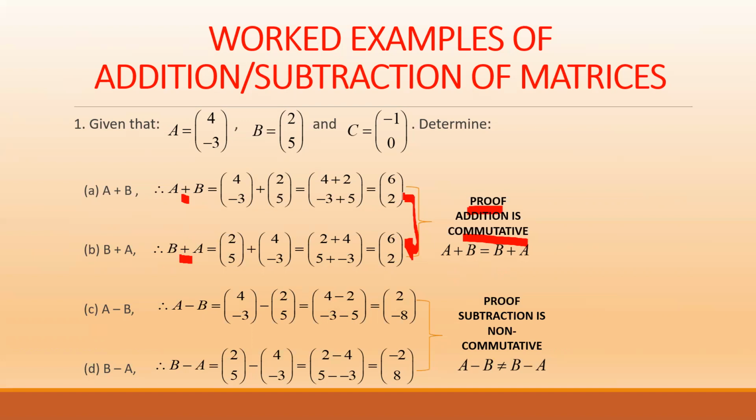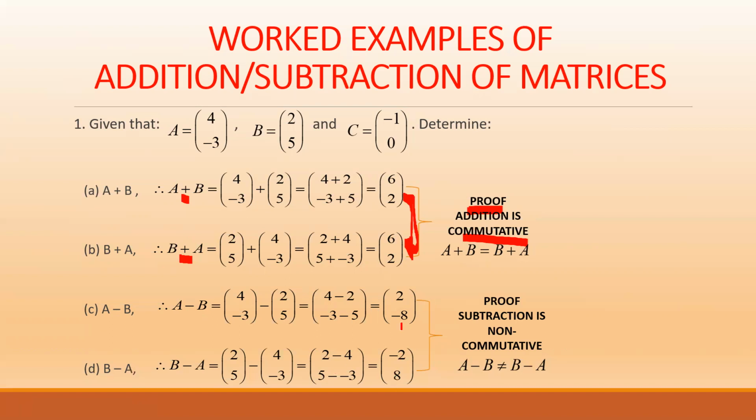So you would have seen here that the answers are the same, having interchanged the matrices. It therefore means that addition is commutative. However, let us look at C and D now, subtraction. So let's see if subtraction is commutative or not. Here we take B from A. So B from A gives us 2, -8, and A from B gave us -2, 8.